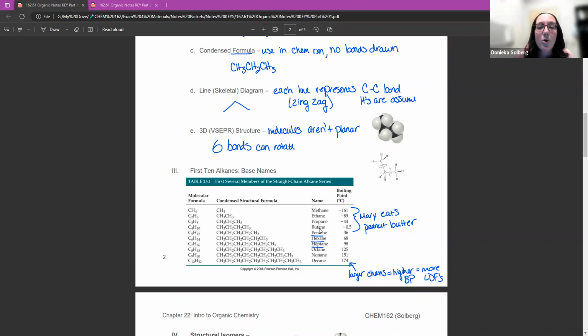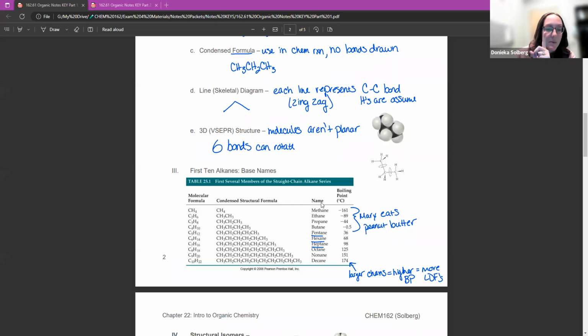The first 4, though, I do have a mnemonic to remember the order in which they go. My mnemonic is Mary eats peanut butter. I learned that when I took chemistry, and that's how I remember it. If you come up with another one, great for you. But the first one starts with M, E, P, and B.